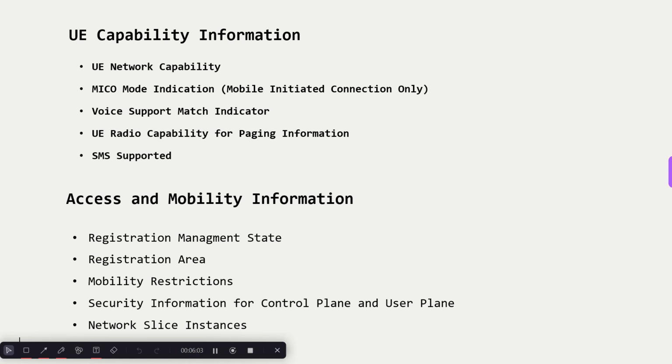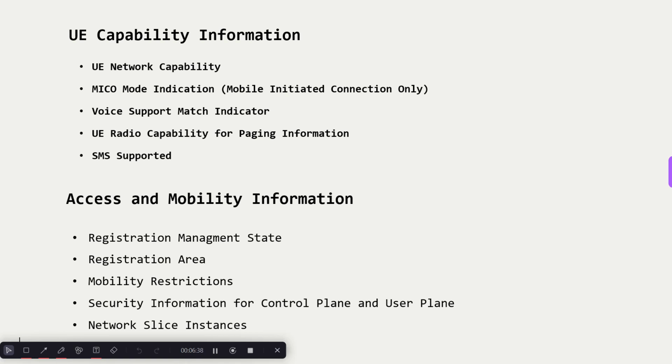These parameters also come within the UE context only when the UE is registered with the network. The first one is related to UE capability information. UE network capability, like whether it supports 4G or 5G. Then MICO mode indication. Sometimes the connection is established from the UE, sometimes from the network side. Sometimes the network takes the initiative, sometimes the UE does. It will indicate mobile initiated connection only. Then the voice support match indicator.